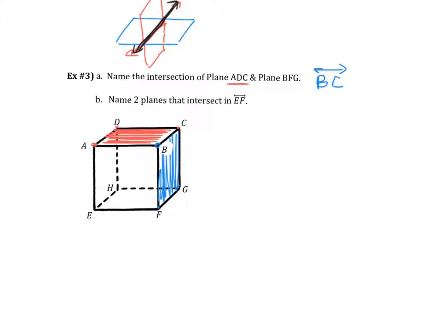All right, next one says, name two planes that intersect in EF. So before they told us the planes, they wanted the line. Now they're telling us the line. We want to know the two planes where they meet.